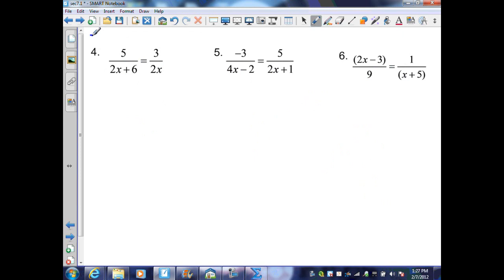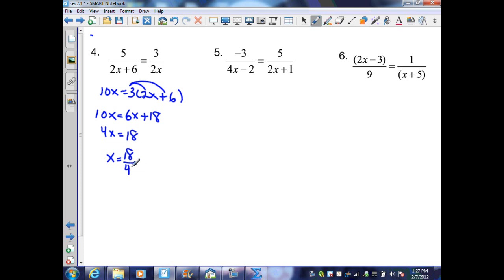Our next example, I have 5 is to 2x plus 6, 3 is to 2x. Let's use our cross product or means extremes. I'm going to get 10x equal to 3 times 2x plus 6. Bring down our 10x. That gives me, when I distribute, 6x plus 18. Subtract 6x, I get 4x equal to 18, or x equals 18/4, but I need to simplify. And when I divide by 2, that's going to give me 9/2. I can leave that as an improper fraction, but it still needs to be simplified.